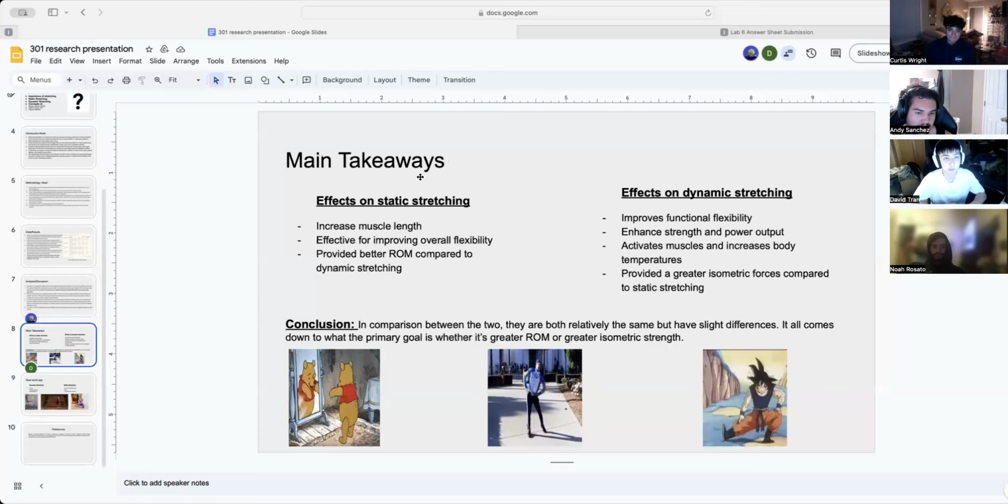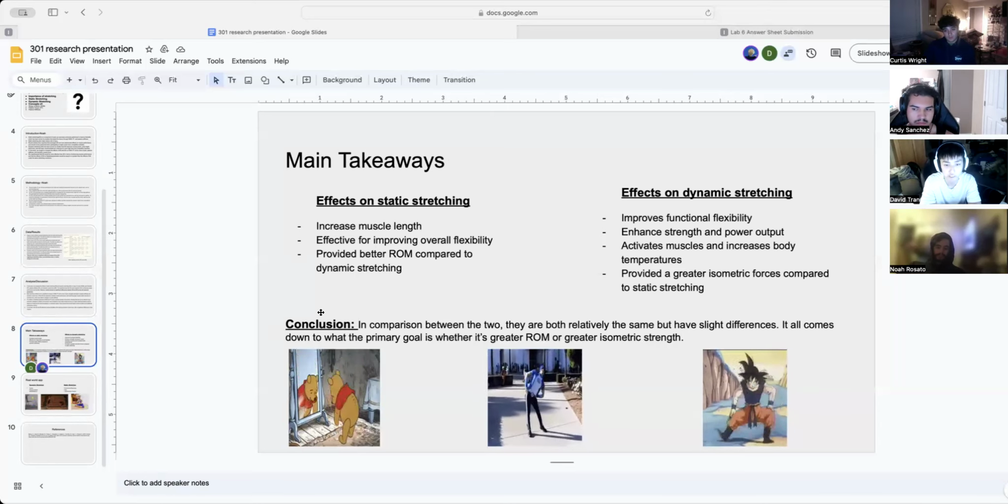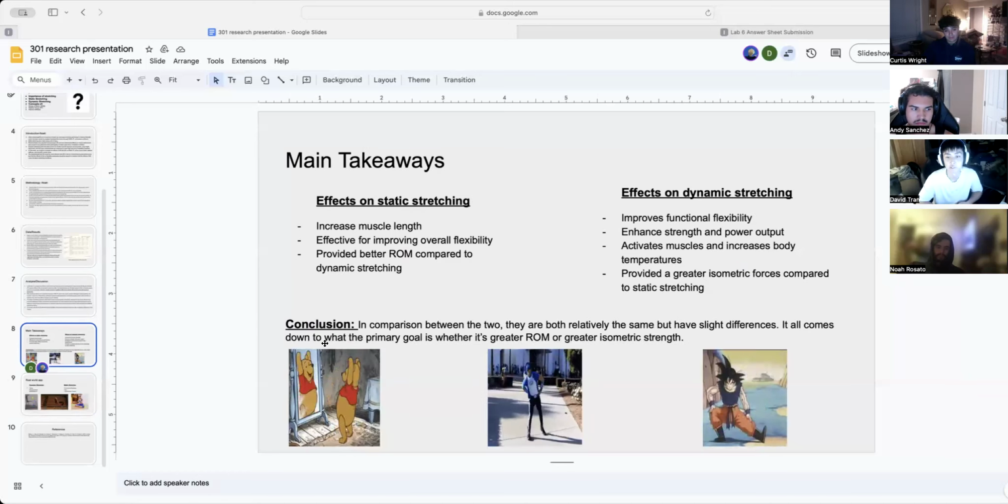And the main takeaway we could take from this is that static stretching helps us increase the muscle length and improve the overall flexibility of it. While dynamic stretching helps enhance the strength and power output of our movement. But in the end, they're both relatively the same. It really depends on what you're really trying to do.